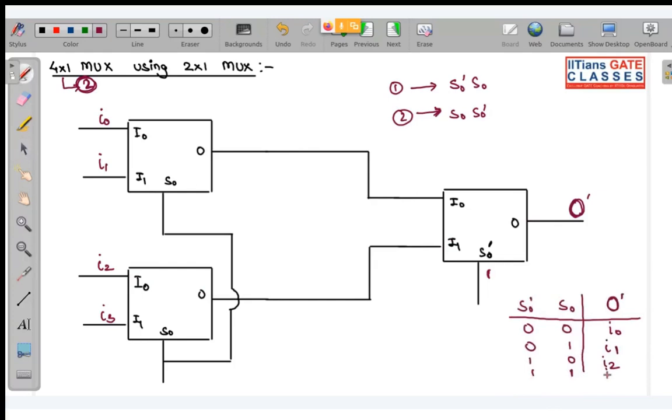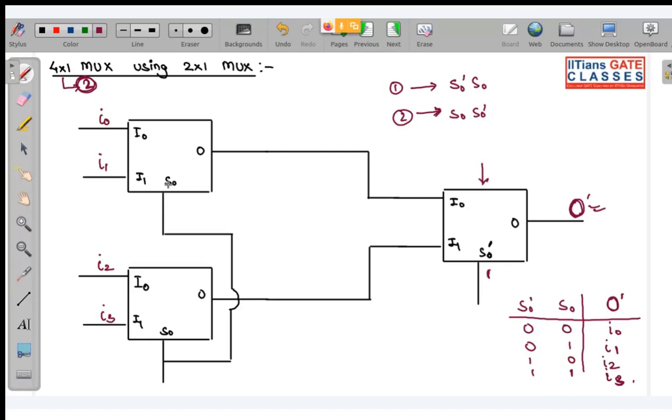This will be I3. So always remember, the mux that is driving the maximum number of other muxes, its selection line is the MSB. Or the mux that is nearest to the output is your MSB. And the mux that is farthest from the output is your LSB. Okay, is this clear? Tell me if this is clear or not.